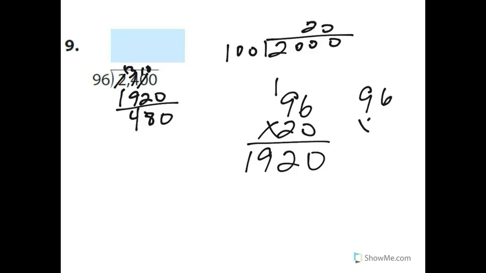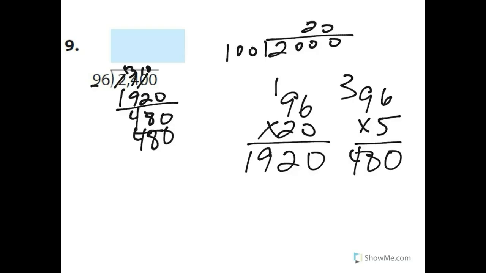96 times 5. Because 9 times 5 is 45, so let's see if that works. See how I'm doing that? 9 times 5 is 45. So I'm going to see if that works. 30. 5 times 9 is 45, plus 3 is 48. Oh my goodness, it worked out great. So we've got 20 and 5. 25.